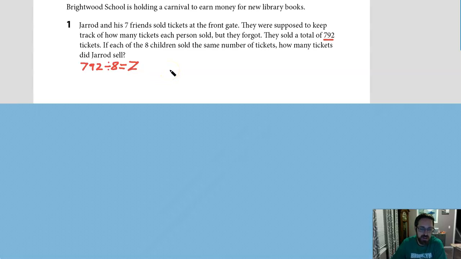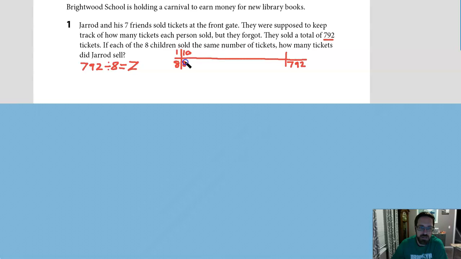So now we have to figure out how to solve this division problem. Again, for this one, I'm going to set up a ratio table, and I'm going to say, if each one sold 1 ticket, that would be 8 tickets, and I need to figure out how many groups of 8 it's going to take me to get to 792. For this, you can just make jumps.